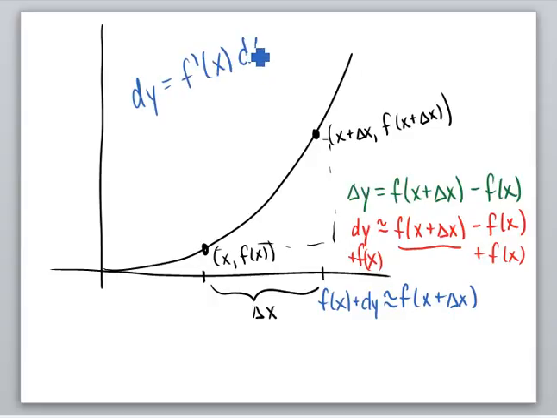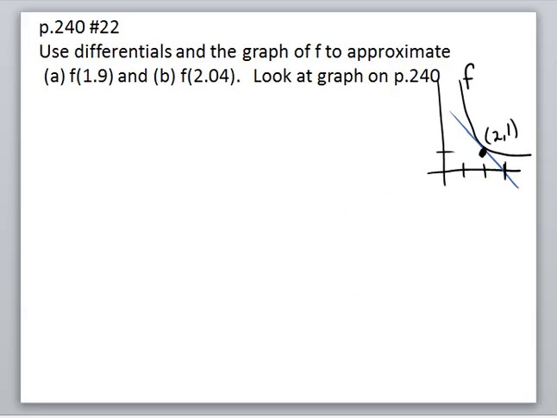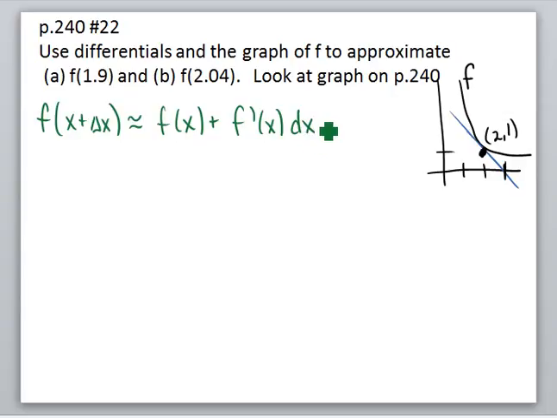f prime of x dx. So the last thing I'm going to do to this equation, which will be the formula I'm going to be using, is I'm going to say that f of x plus change of x is approximately f of x plus f prime of x dx. What I'm going to do is copy that onto this page and show you how we're going to use it then. I've got f of x plus change in x, which is approximately equal to f of x plus f prime of x dx.